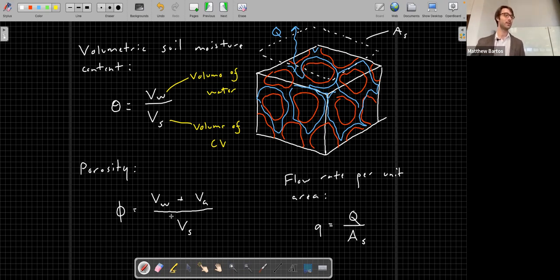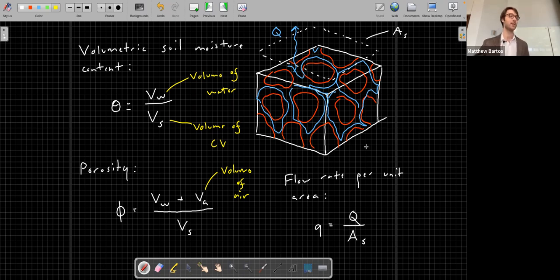Okay. The porosity, as you may remember from geotech, is essentially the volume of the voids divided by the volume of the sample. So the volume of the voids is the volume of the water plus the volume of air. And when the soil is saturated, the volumetric soil moisture content is equal to the porosity. So we'll be using that identity later on when we discuss the Green-Ampt method.